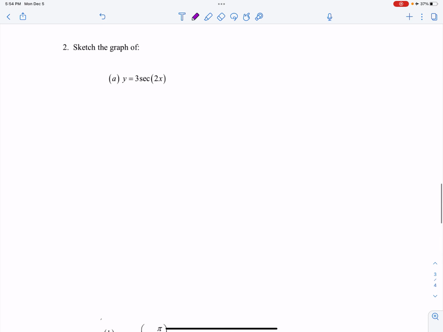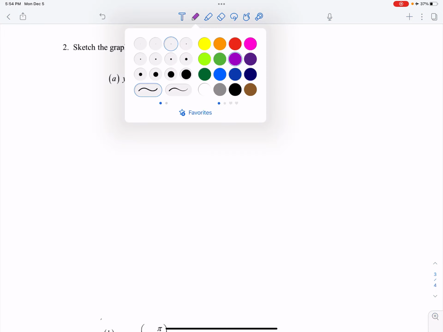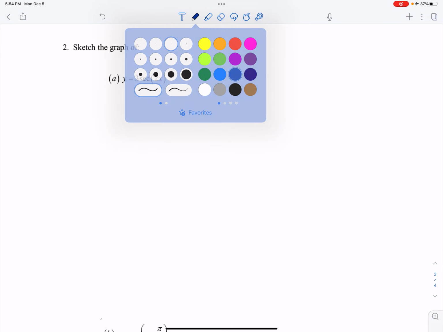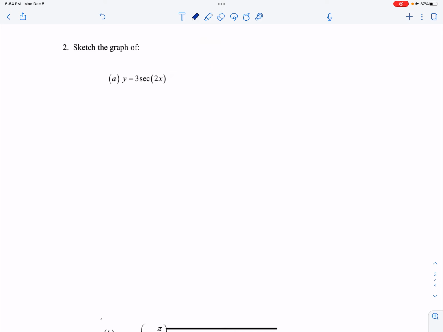Okay, now let's take a look at some secant and cosecant to finish off our lecture today. y equals 3 secant of 2x. Well, we're stretching this by 3. Vertical stretch.